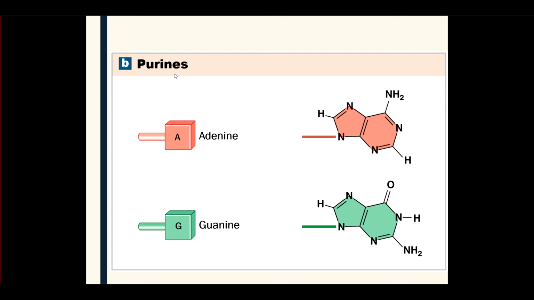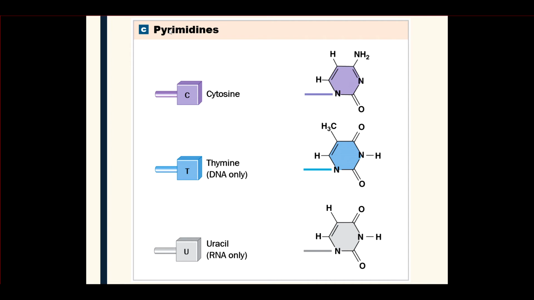They are the purines. The pyrimidines are the other three: cytosine, thymine, and uracil. And again, if you notice, thymine only in DNA, uracil only in RNA. Notice these are also one ring structures.